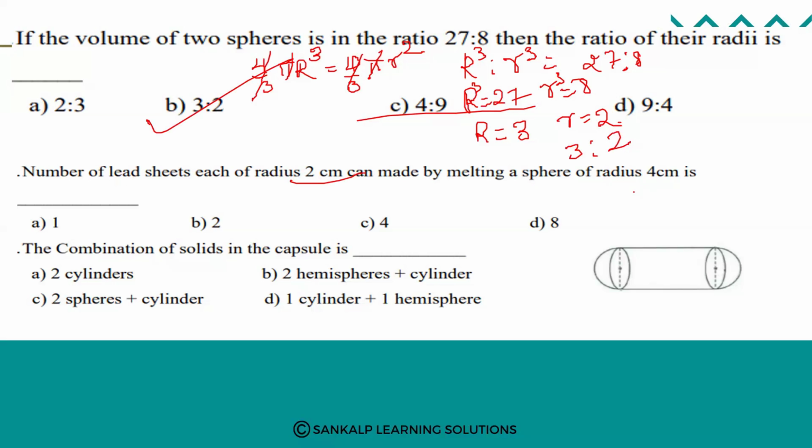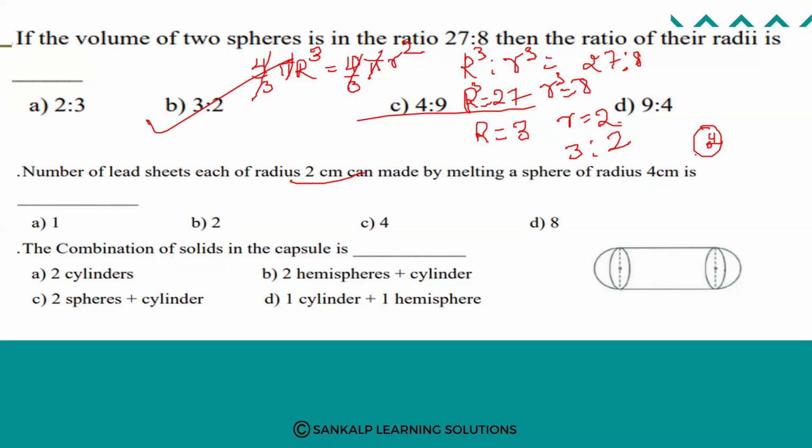The number of lead sheets, each of radius 2 cm, that can be made by melting a sphere of radius 4 cm is. Okay, here the number of lead sheets, each of radius 2 cm, can be made by melting a sphere. So a big sphere is there, of radius 4 cm, and this sphere can be melted to form a number of lead sheets, each of radius 2 cm.